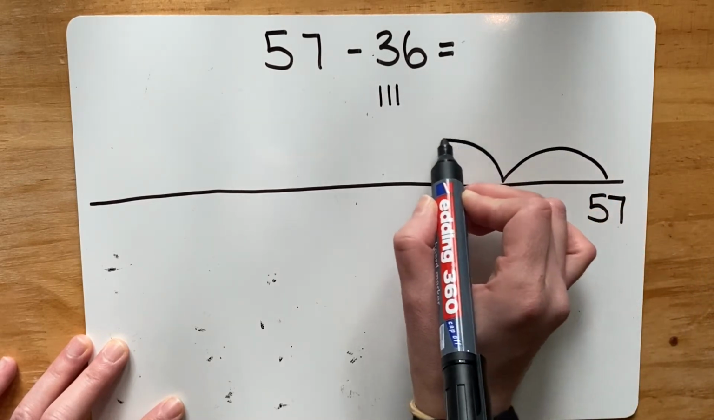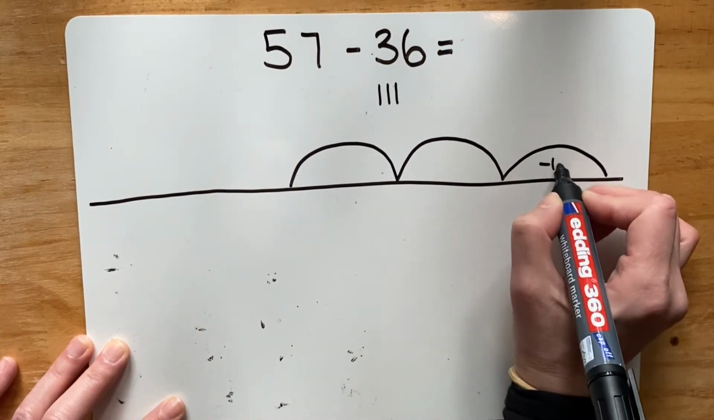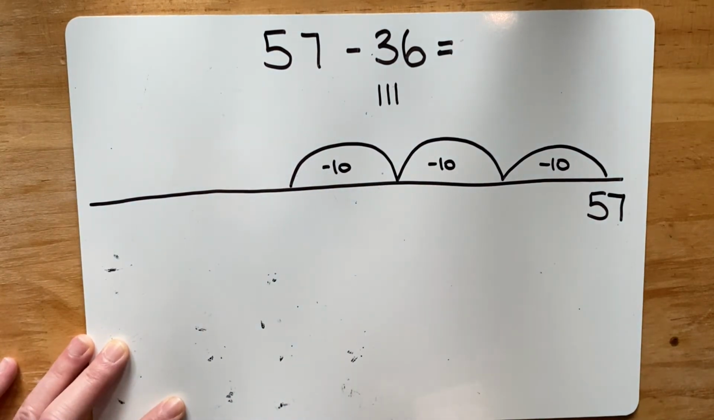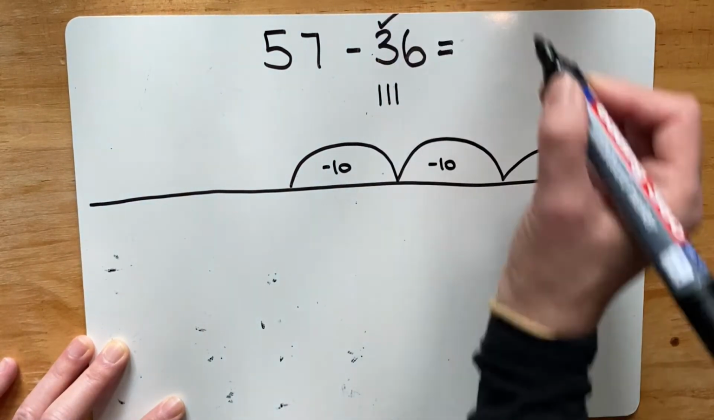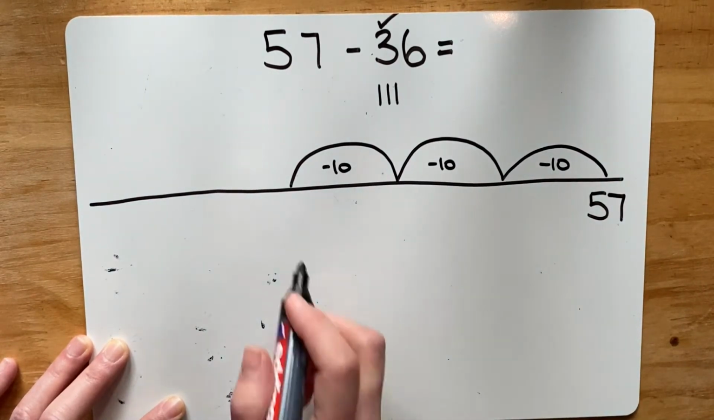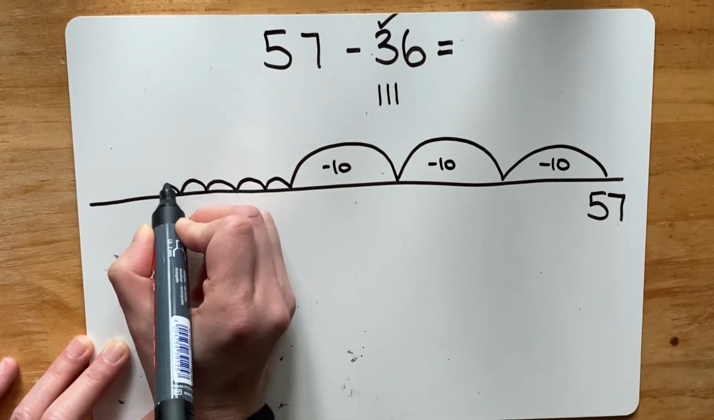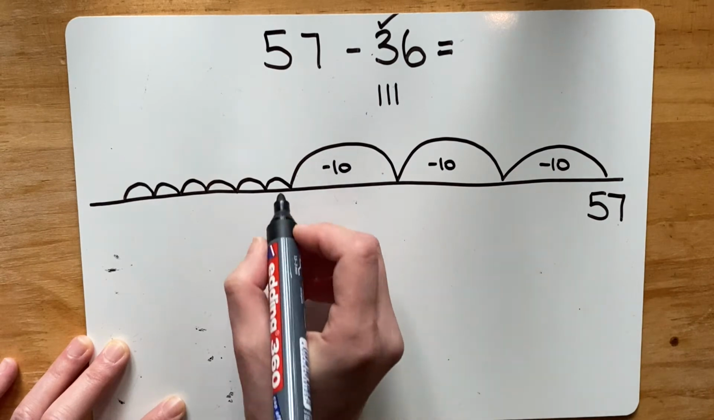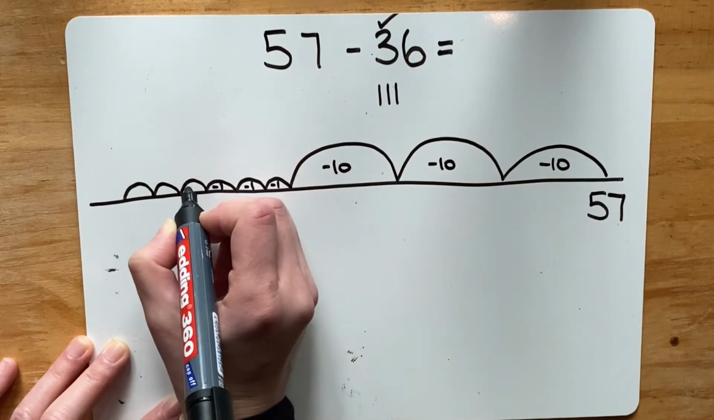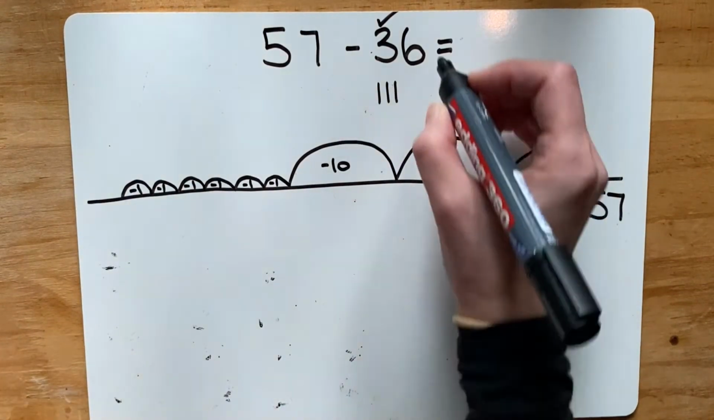1, 2, 3. And we're going to write take away 10, take away 10, take away 10. So we've done our 30, give it a tick. Now we have to take away 6. 1, 2, 3, 4, 5, 6. And inside, it's going to squeeze in, take away 1, take away 1, take away 1, take away 1, take away 1, take away 1. So we've taken away our 6.